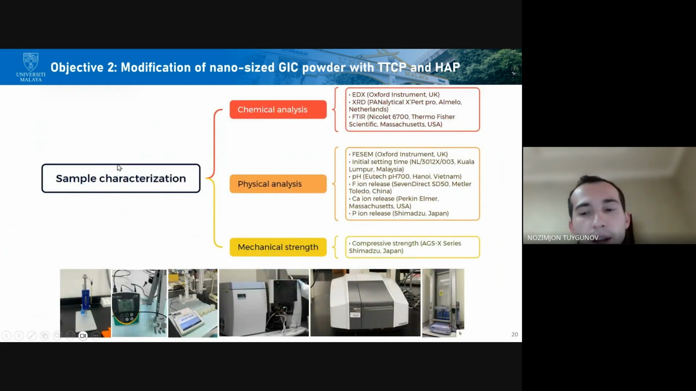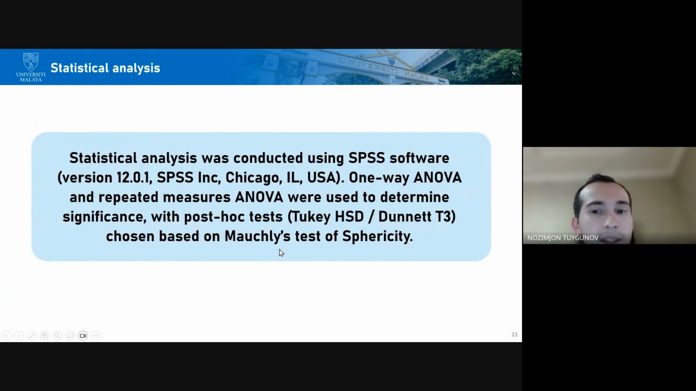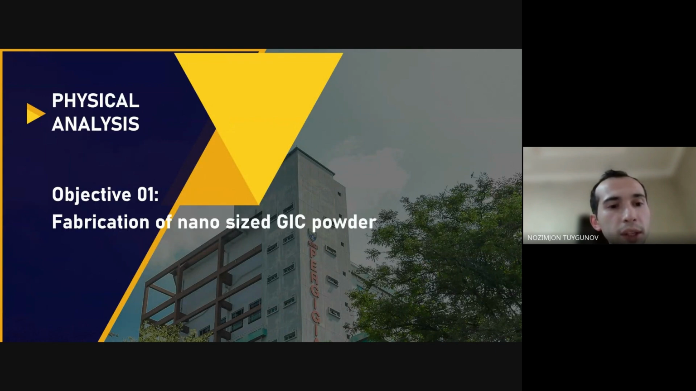After modification of our material with calcium phosphates, we evaluated its chemical properties, then physical properties, then mechanical properties. Statistical analysis was performed using one-way ANOVA with Tukey HSD post-hoc analysis, and the data was found to be normally distributed. Here we can see the results of my study, where we fabricated our nano-sized GIC powder.